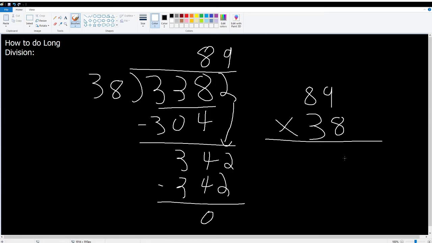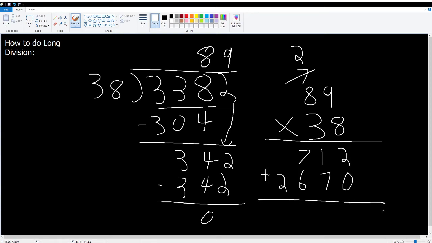So 8 times 9 is 72. 8 times 8 is 64. 64 plus 7 is 71, I believe. Cross this out, put a 0. 3 times 9 is 27. 3 times 8 is 24. 24 plus 2 is 26. Okay. Add these together. 7 plus 6, 13. 3,382. Okay, so just check the work: 38 times 89 is 3,382. Okay.